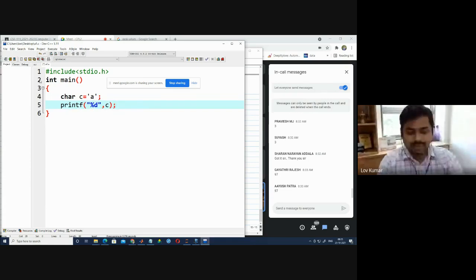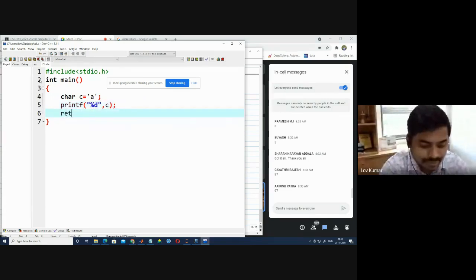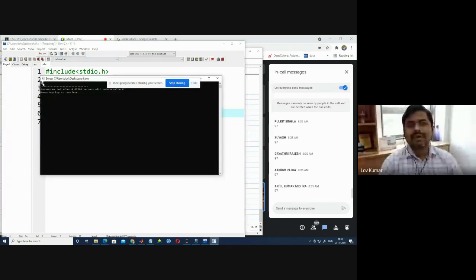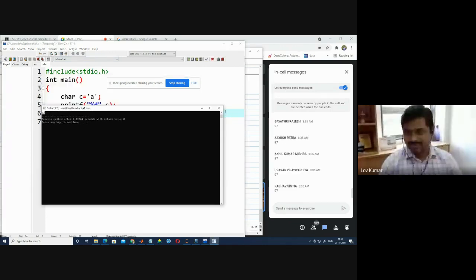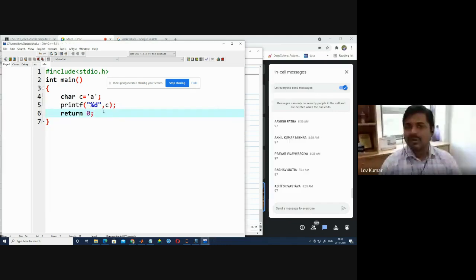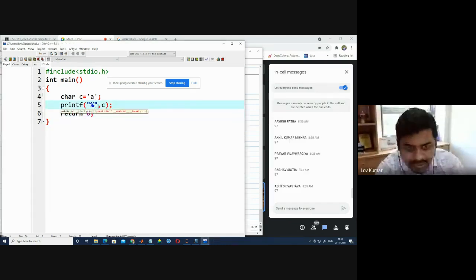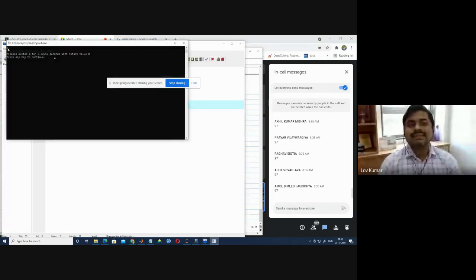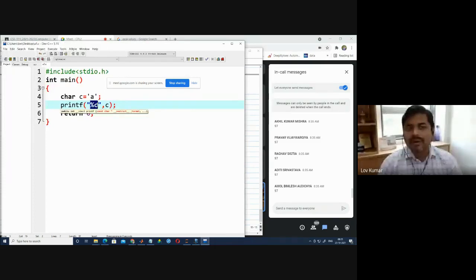What value will it print? Anyone? What is the ASCII value of a? So it will print the value equal to 97. Same like that, if you are writing percent c, it will print the value as the character. So if you are going to print the character value, you have to write percent c. If you are going to print the integer value, you have to write percent d.